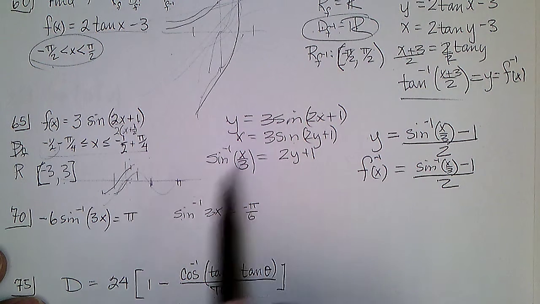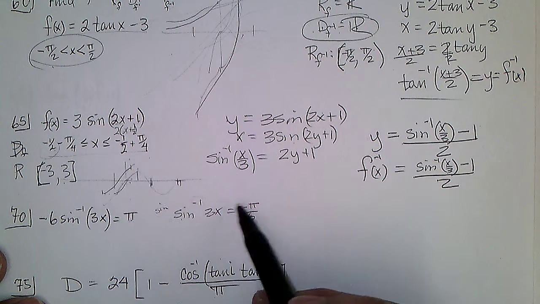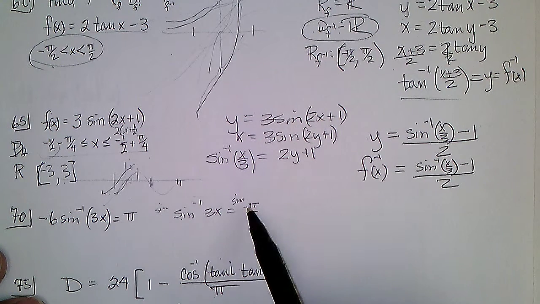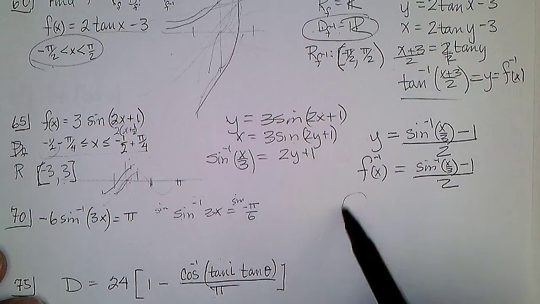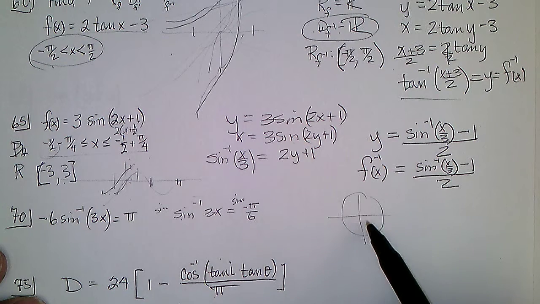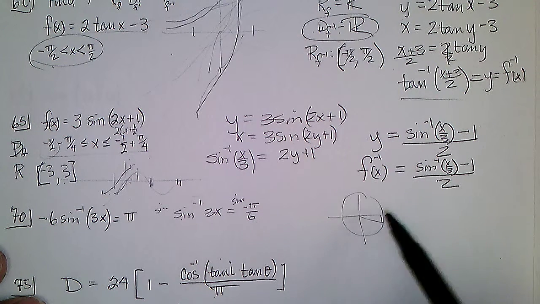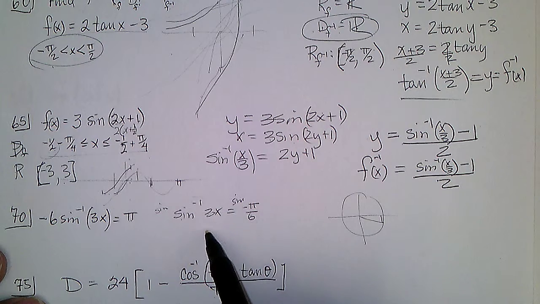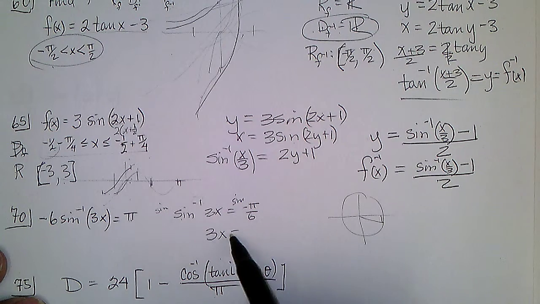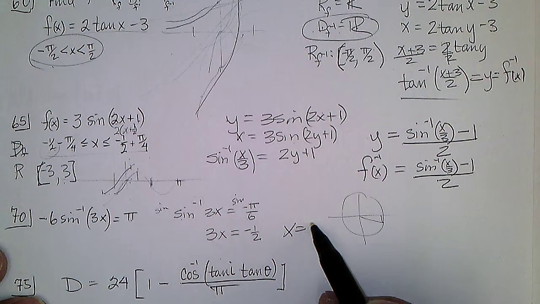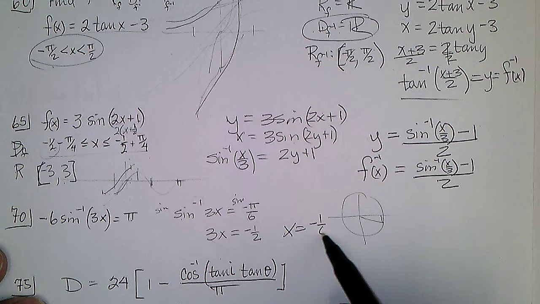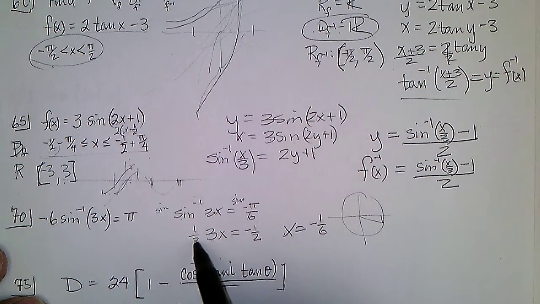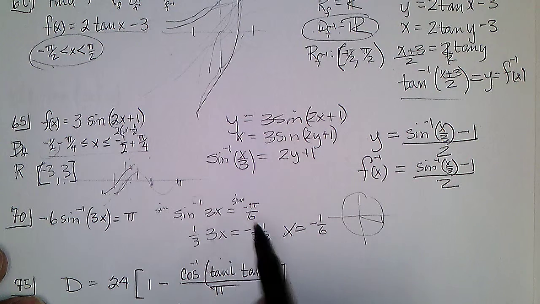So if I take the sine of both sides, sine of negative pi over 6. Here, the sine is negative 1/2. So 3x has to be negative 1/2. Sine of negative pi over 6 is negative 1/2. And so then I divide by 3 and I get x equals negative 1/6. Multiplying by a third. It's probably easier to see that.